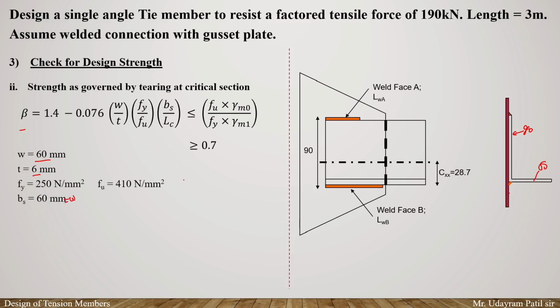BS, again welded connection है आपका, therefore the BS will be equals to W. Okay, BS क्या होगा आपका? W हो जाएगा. Again welded connection आपका, therefore it will be the distance between the whatever weld is there and the outer portion of this particular unconnected leg. So ये distance कितना है आपका? Obviously this is equals to 60 mm, so it will be equals to 60.